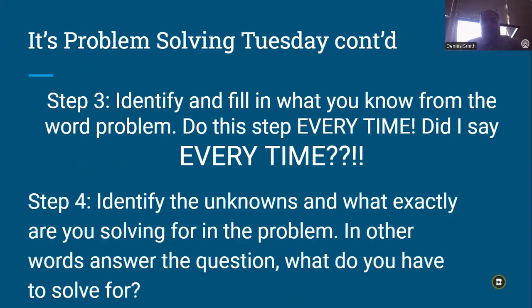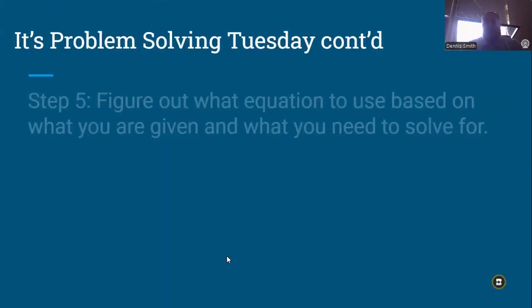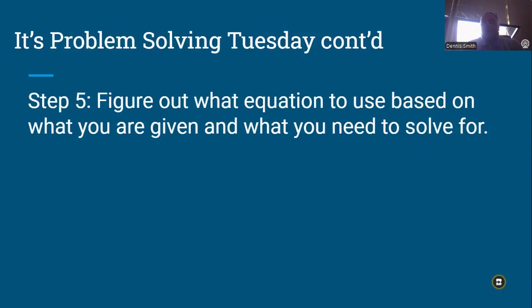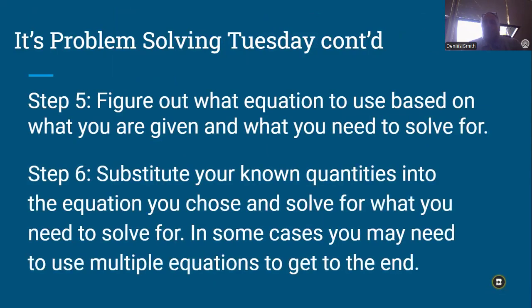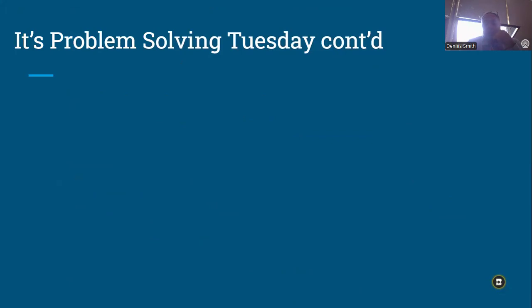Step 4, identify the unknowns and what exactly you are going to be solving for in the problem. In other words, answer the question. What do you have to solve for? Step 5, figure out what equation to use based on what you're given and what you need to solve for. Then substitute your known quantities from your chart into the equation and solve for what you need to solve for. In some cases, you might have to use 2 different equations to get to what you need.